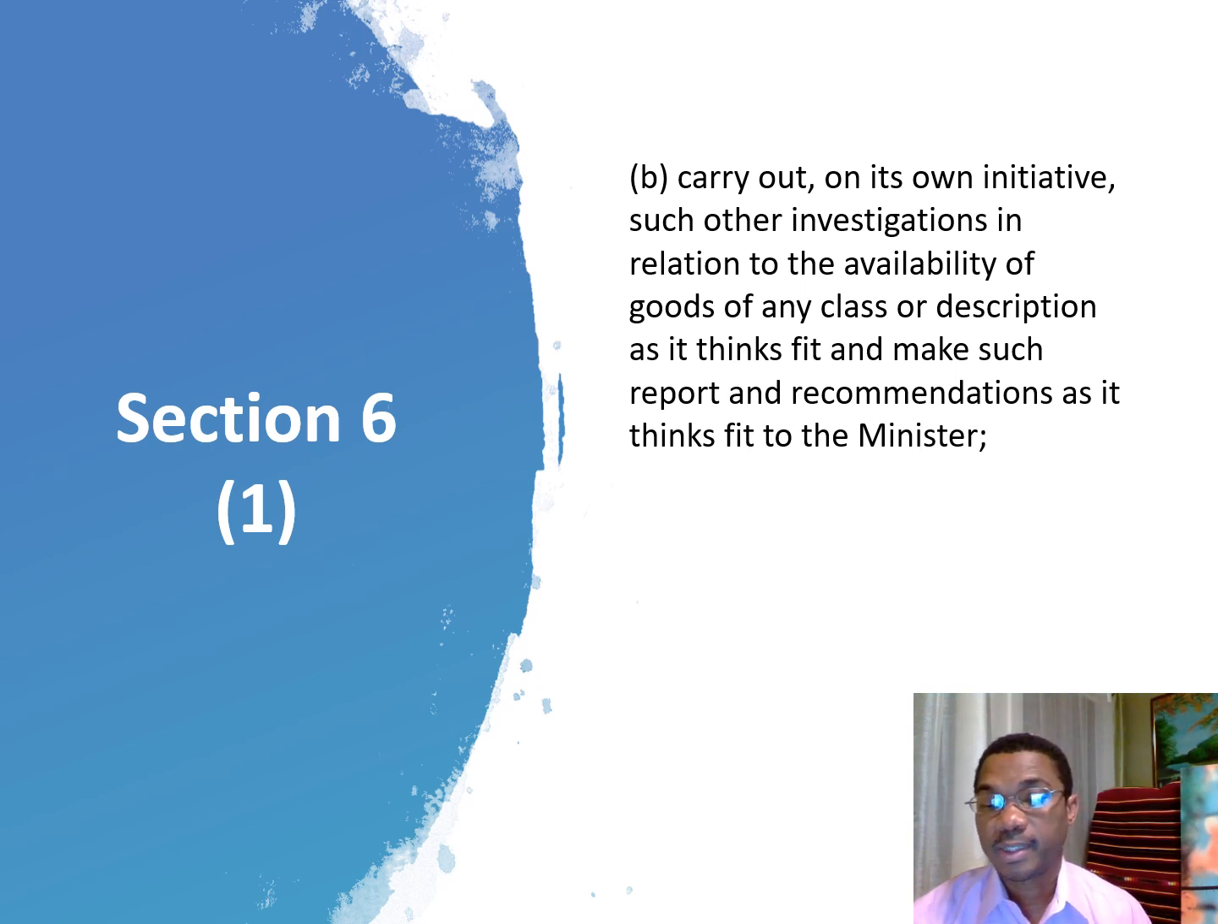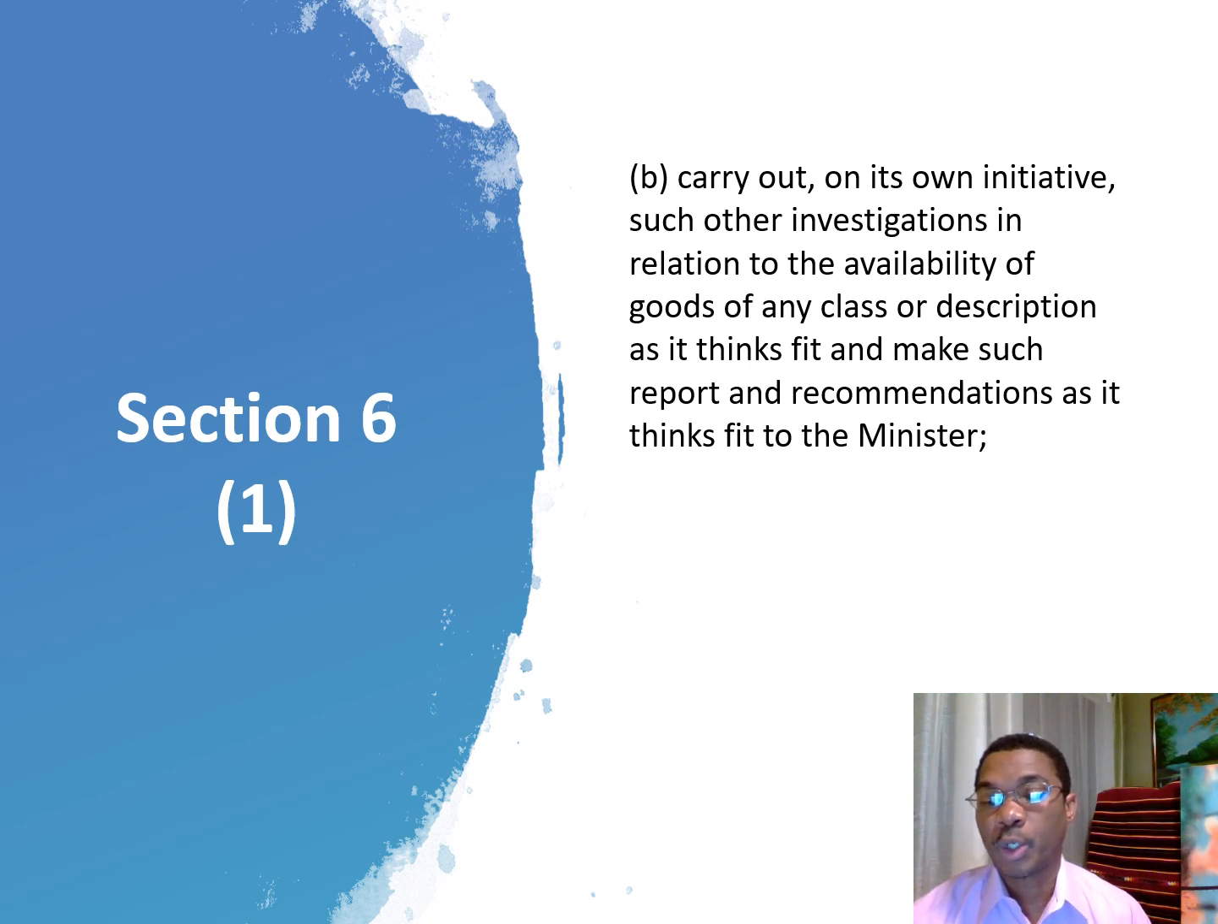The second function of the Commission is found also in section 6 subsection 1 paragraph B, and it outlines there that again it is investigative, but this time it is on the initiative of the Commission itself, and this is in relation to the availability of goods of any class or description as it thinks fit, and make such report and recommendation as it thinks fit to the minister.